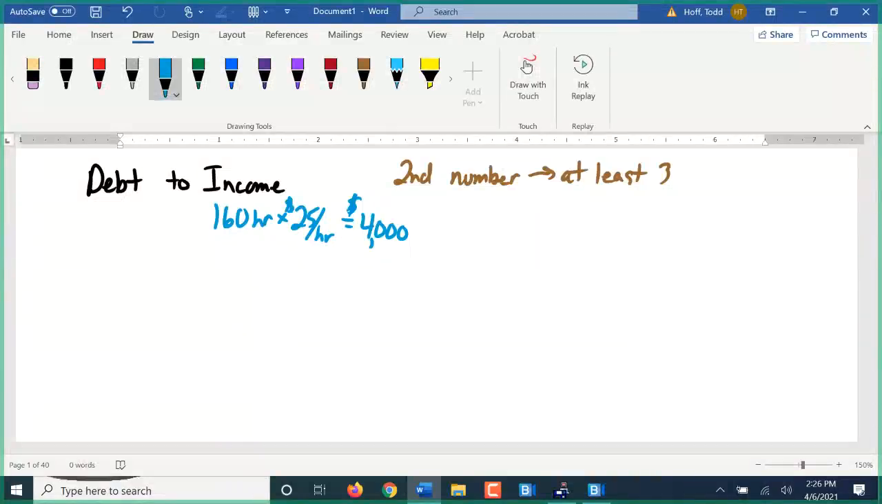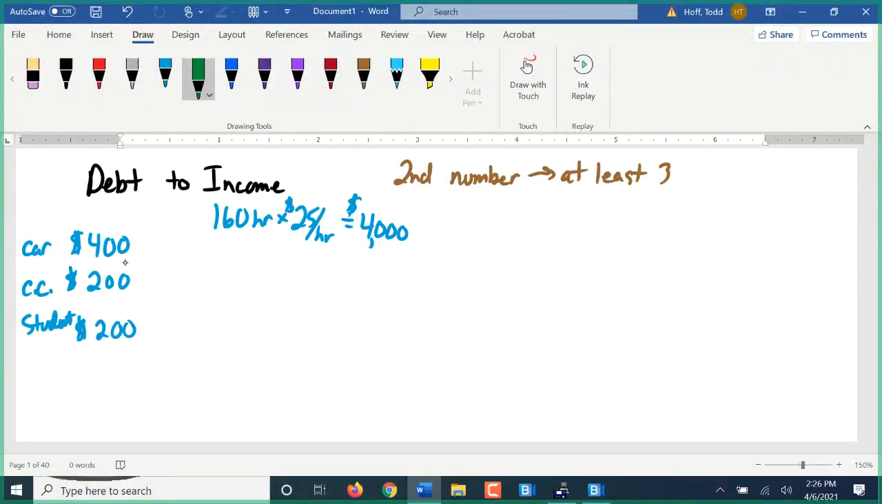Now let's look at your debts. Let's say you have a car loan for $400 a month. Credit cards of about $200 a month regularly. And let's say you still got a student loan running about $200 per month. Your total debt here is $800 per month.